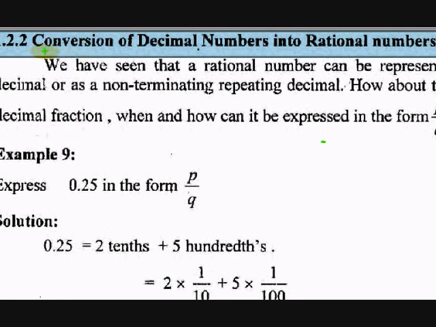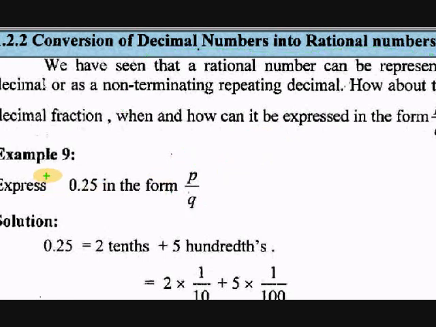How to convert a decimal number into a rational number, that is, in p by q form. We know that a rational number can be represented in the form of a decimal number, in a repeating or a non-repeating pattern. Now we will see.